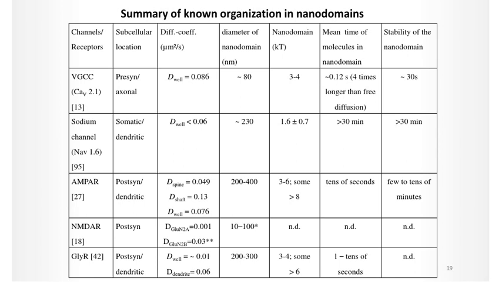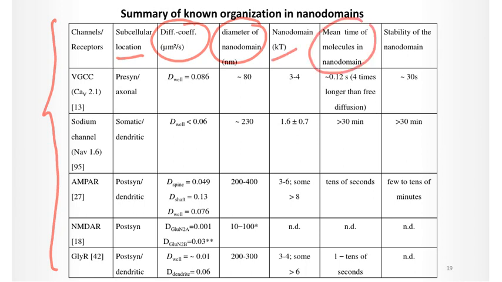So we have summarized in the review, I'm not going to spend much time on this, the different elements that characterize these nanodomains. Where are they located? What is the diffusion coefficient? The diameter of the nanodomains, the energy, the mean time of a molecule inside, which is a fundamental characterization of the stability. And again, this stability is the result of the statistical analysis and cannot be just obtained by a single trajectory. And then the summary of the stability.